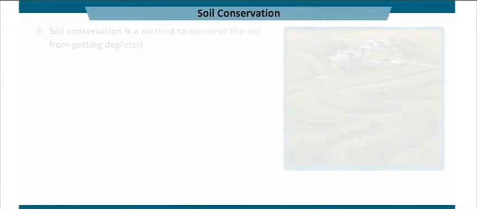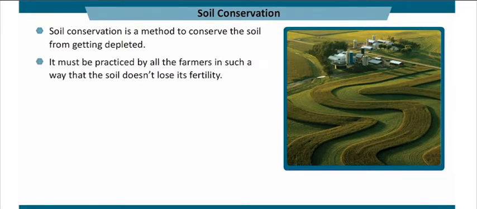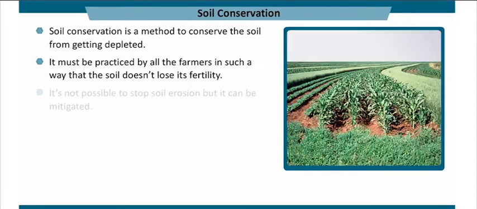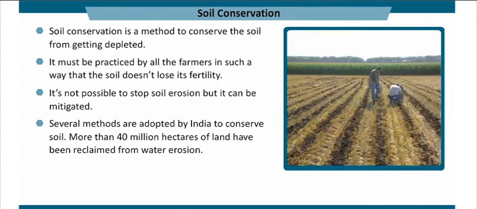Soil conservation. Soil conservation is a method to conserve the soil from getting depleted. It must be practiced by all farmers in such a way that the soil doesn't lose its fertility. It's not possible to stop soil erosion, but it can be mitigated. There are various ways to conserve soil. Several methods are adopted by Indians to conserve soil. More than 40 million hectares of land have been reclaimed from water erosion.